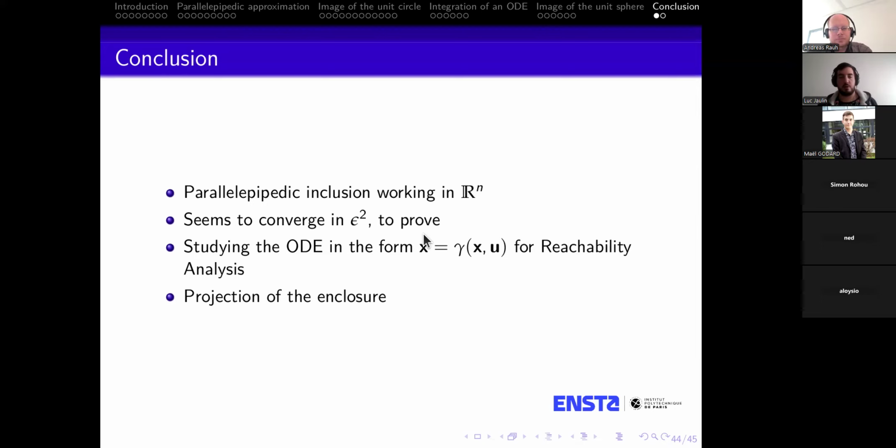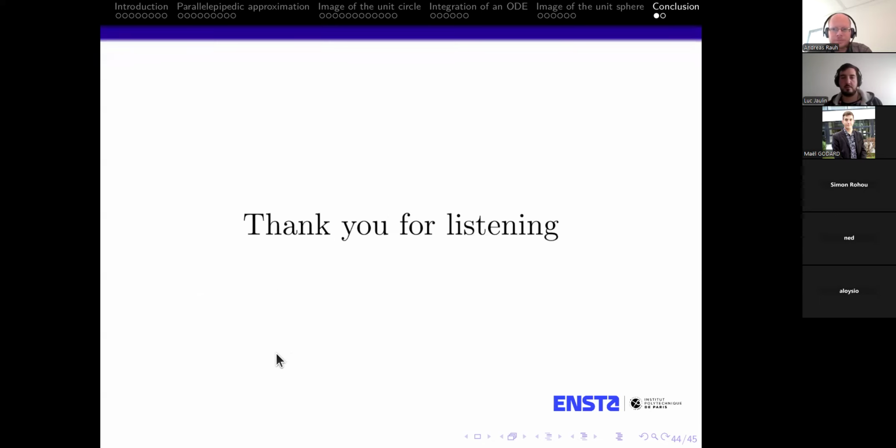For future work, we would like to study the ODE in the form of x dot equals gamma of x and u, with an input, to get closer to the reachability analysis. And finally, if we do this reachability analysis, we may need to be able to project our enclosure. So thank you for listening. If you have any question, I'm available.